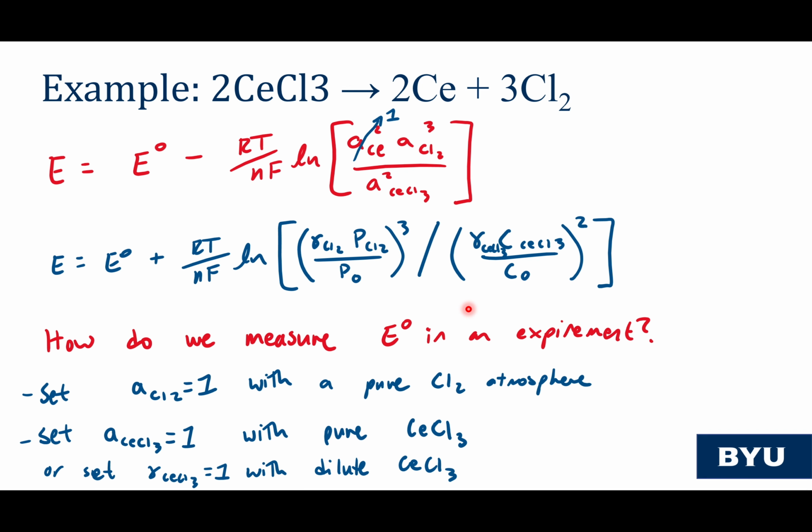For example, we could fix the activity of chlorine to be equal to 1 by having a pure chlorine atmosphere in our reactor. And then we could fix the activity of cerium chloride by either having pure cerium chloride or by having very dilute cerium chloride, because then its activity coefficient will approach 1, and we can just use the concentration of cerium chloride, which is much easier to measure than its activity. Of course, we don't have to worry about the activity of cerium because as it's a pure metal, we can say that its activity is equal to 1.